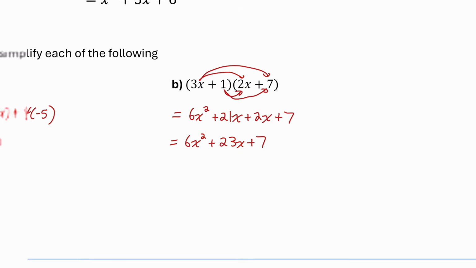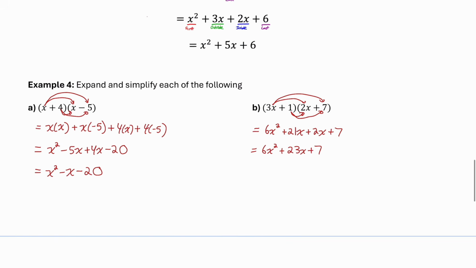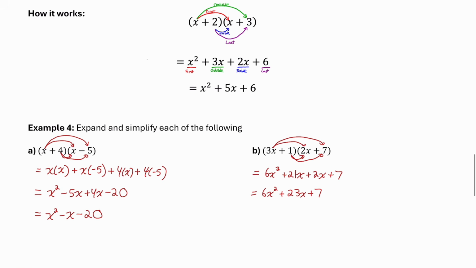So hopefully by the end of this lesson, you feel comfortable expanding and simplifying expressions using the distributive property when we're multiplying a polynomial by a monomial, and also using the method of FOIL to multiply binomials together.